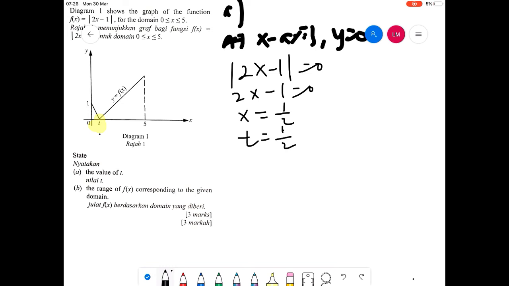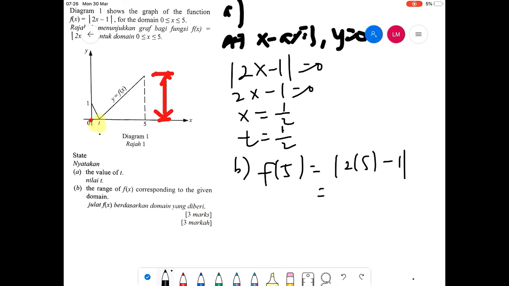Okay, alright, now B, find the range. When you're talking about the range of f(x), it means what is the highest value and what is the lowest value? The lowest value here we don't need to find because it's 0. The highest value, you need to find f(5) first, when your x is 5. So we do 2 times 5 minus 1, substitute into the function. So we are going to get modulus 9, and modulus 9 you will get back 9. Okay, that means your f(x) has the smallest value 0, the highest value 9.